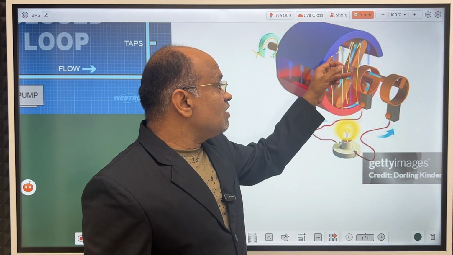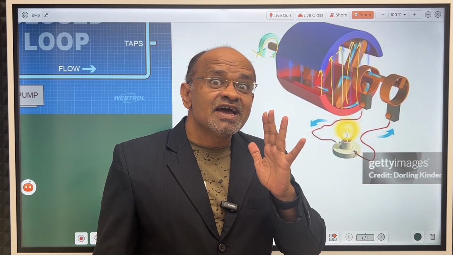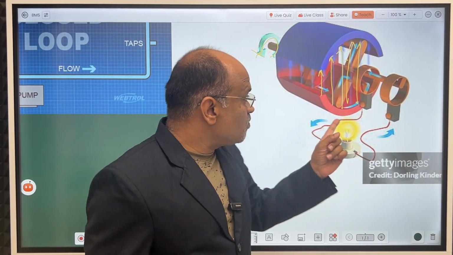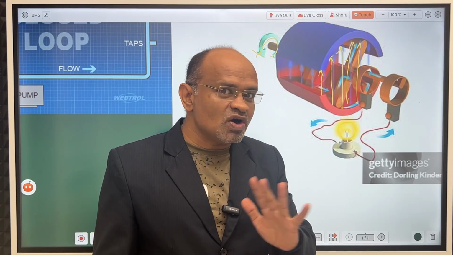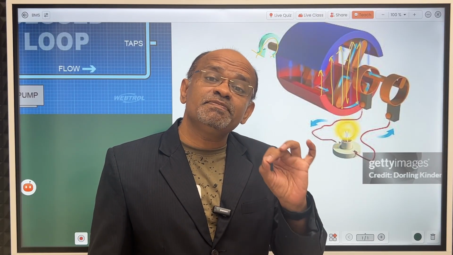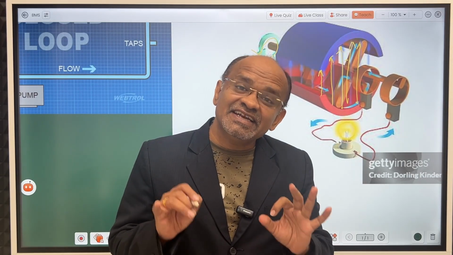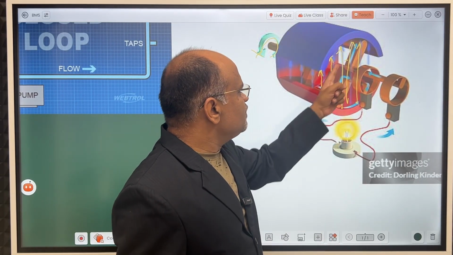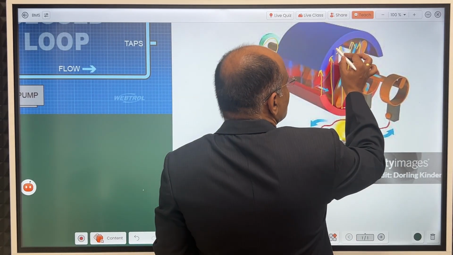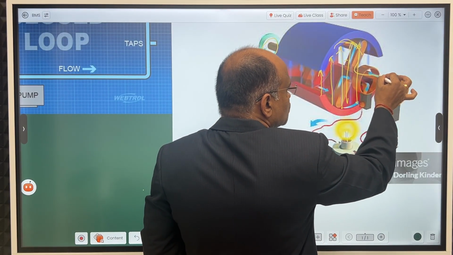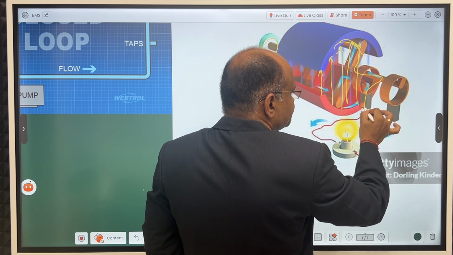Because everything wants to keep its motion in the same form, the same direction. It will not change. Everything will maintain its normal state. Now it will push those electrons. Those electrons will be pushed in the conductor, and they will accumulate, and they will come here.